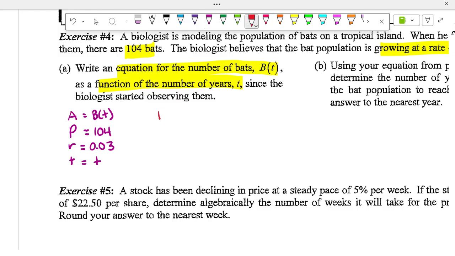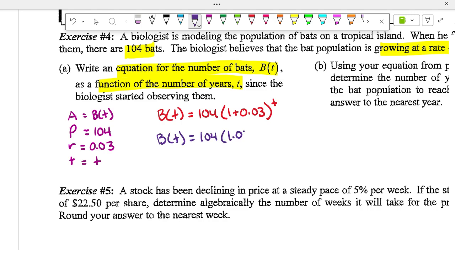So if I plug it into my formula, I get B of t is equal to 104 times 1 plus 0.03 raised to the t power. Now, I'm going to clean it up by evaluating the addition in the parentheses, which is really easy. It's just B of t is equal to 104 times 1.03 to the t power. So this is our equation representing the growth of the bat population.